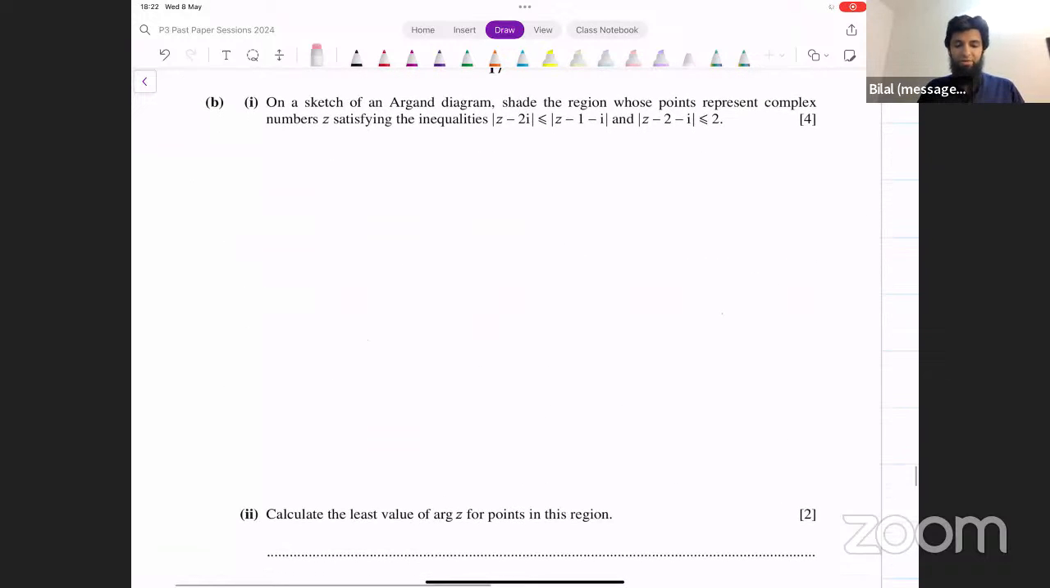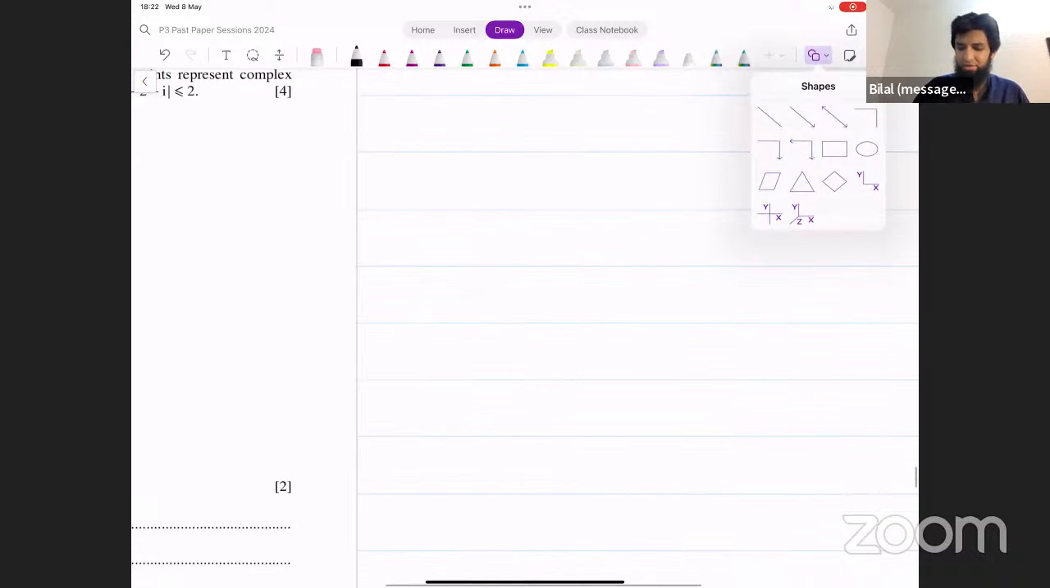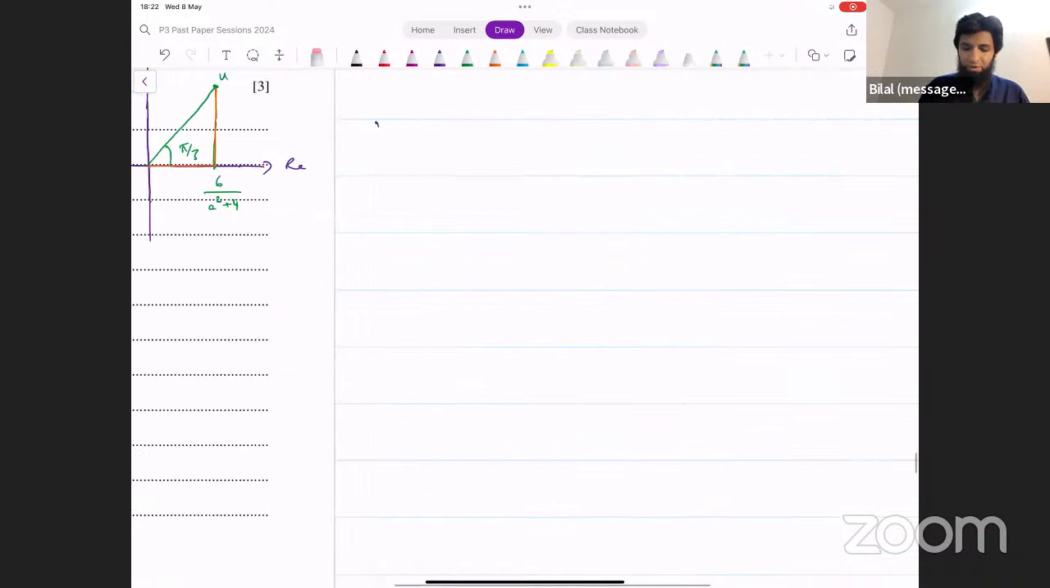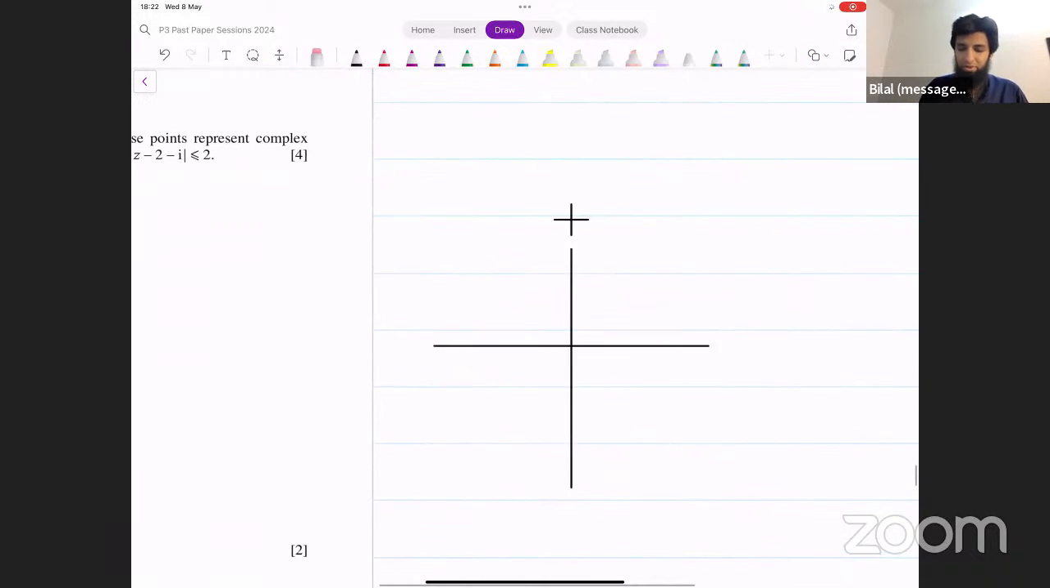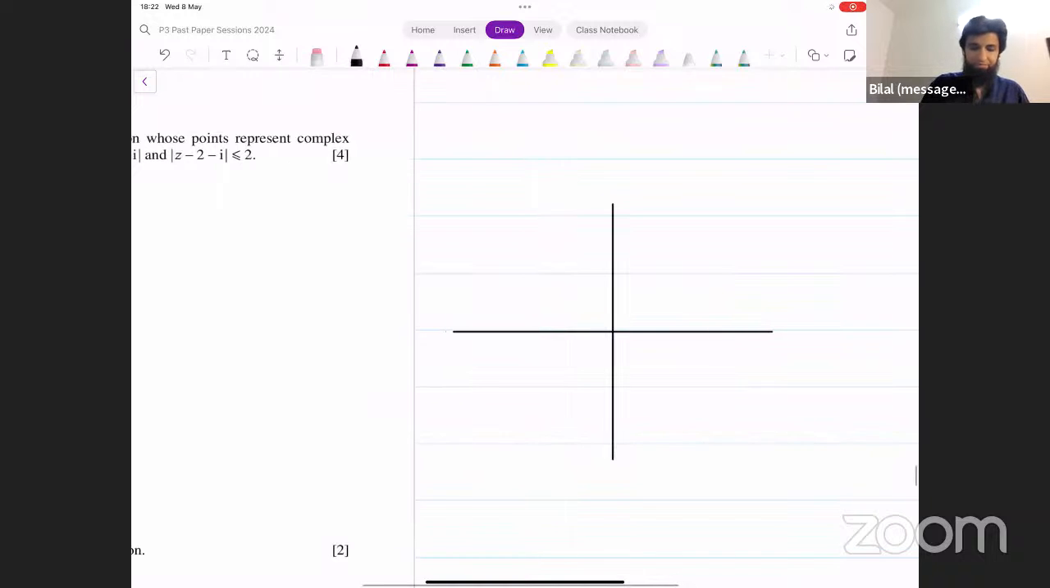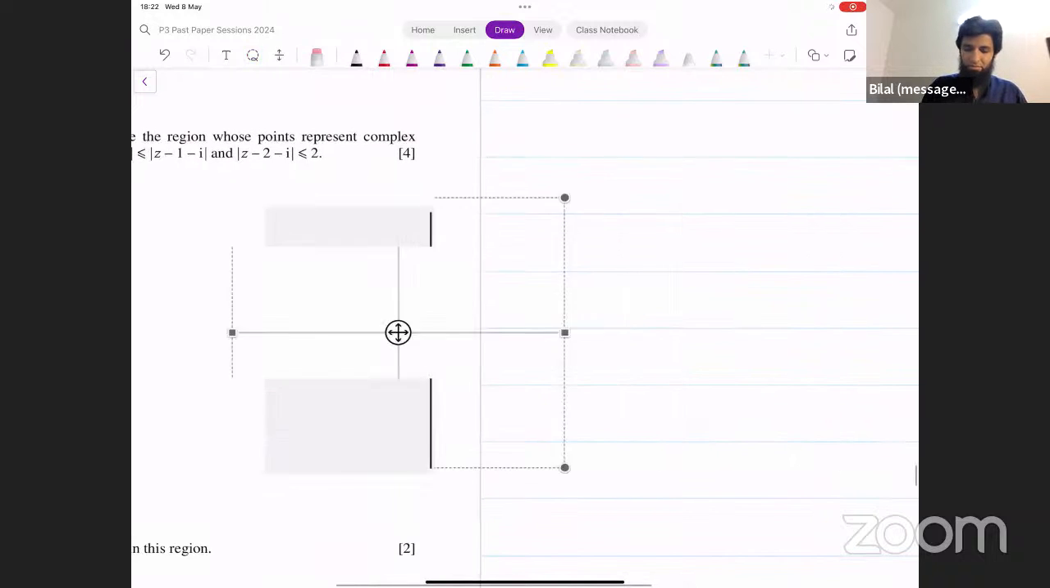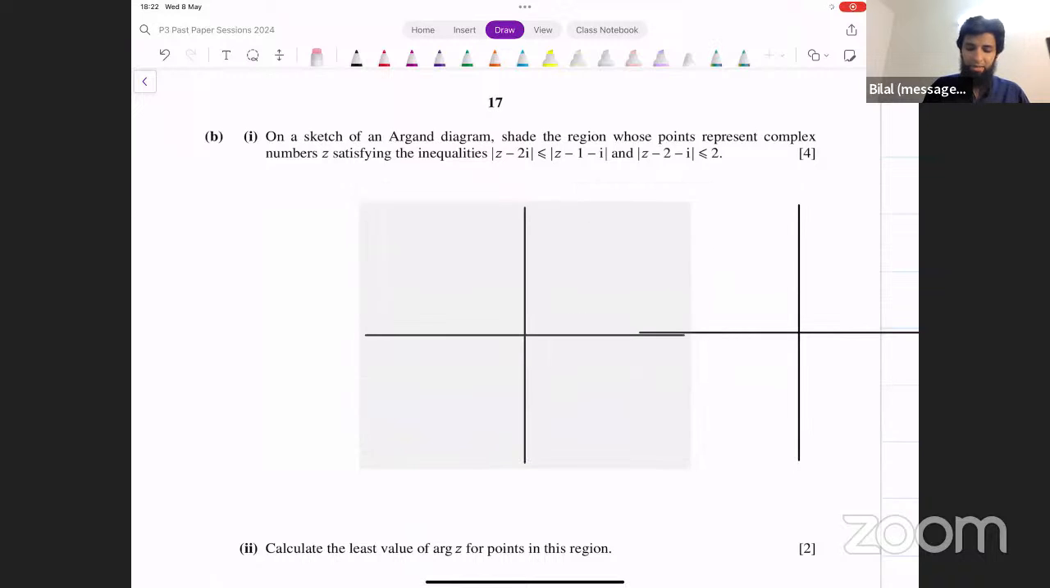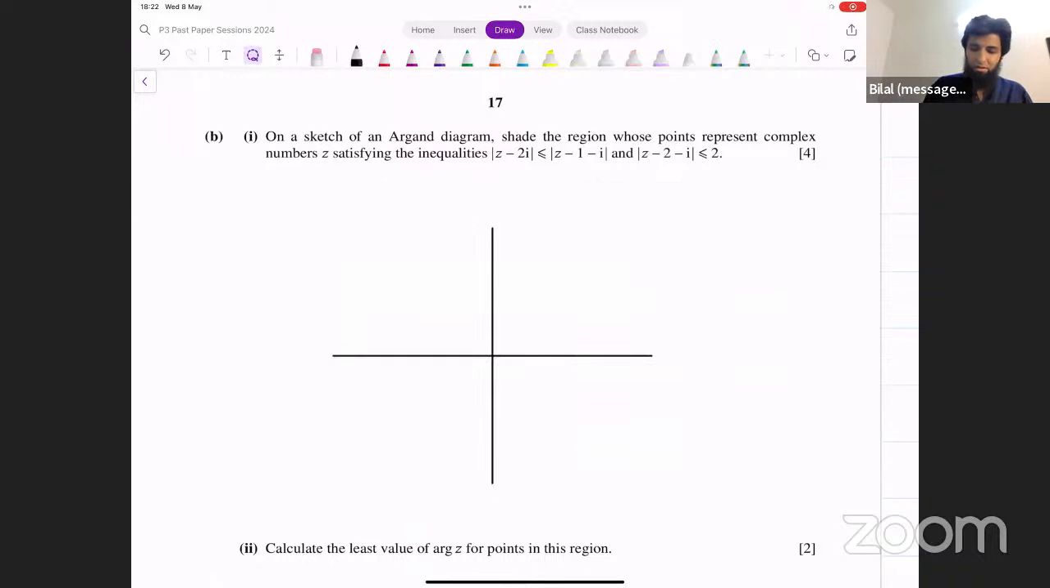It says, on a sketch of an argument diagram, shade the region whose points represent the complex numbers satisfying both of these inequalities. Let's do this quickly as well. We've done a lot of questions like this before already, so I'll be quick about it. So this is what the argument diagram would look like. Let's look at the first inequality first of all.